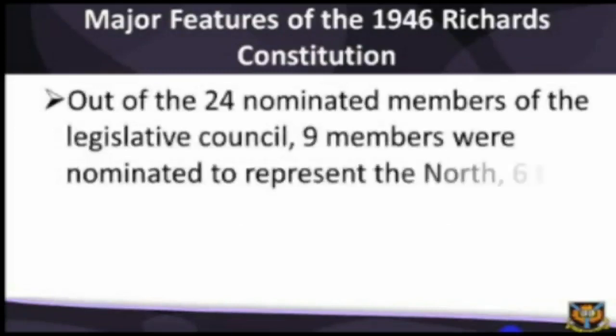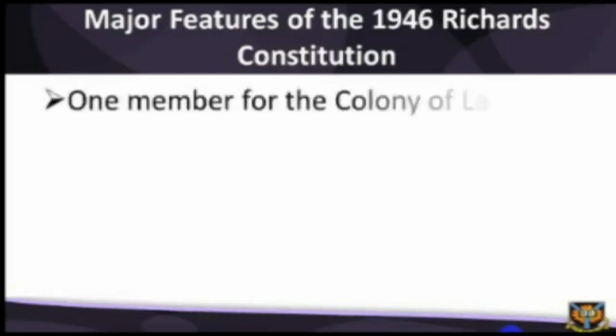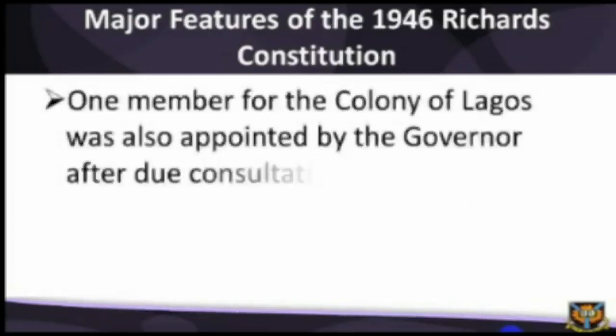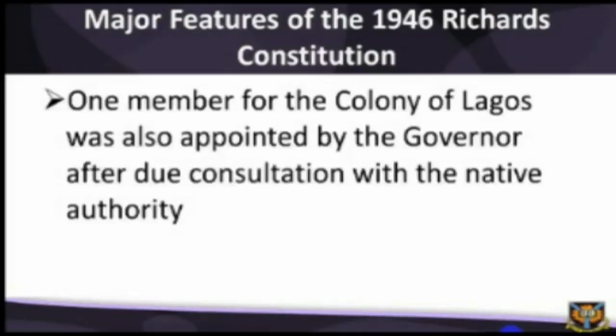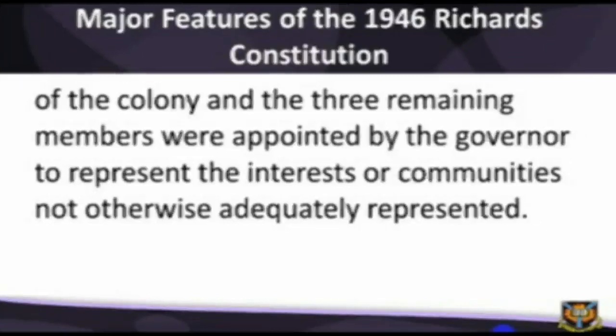Out of the 24 nominated members of the Legislative Council, 9 members were nominated to represent the North, 6 to represent the West, and 5 to represent the East. 1 member for the colony of Lagos was also appointed by the governor after due consultation with the native authority of the colony, and the 3 remaining members were appointed by the governor to represent the interests or communities not otherwise adequately represented.